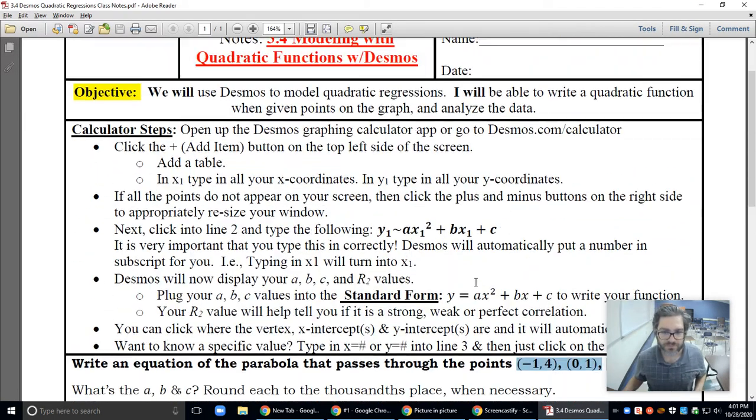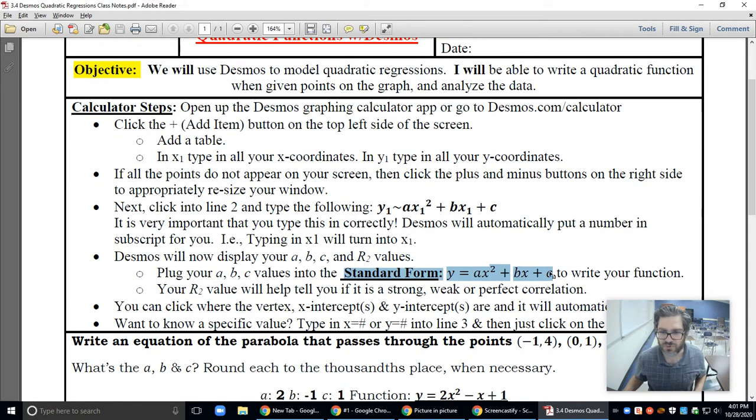Right here is the standard form quadratic equation: y equals ax squared plus bx plus c. We need to approximate that, because if you use equals, Desmos gets confused. But if you use this symbol right here, the tilde, it will know exactly what to do. It will approximate an equation.